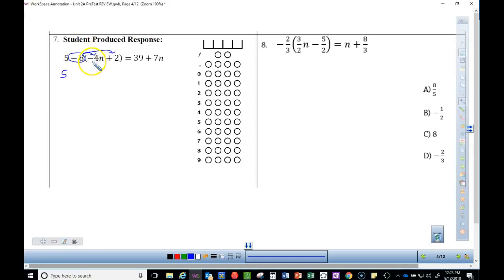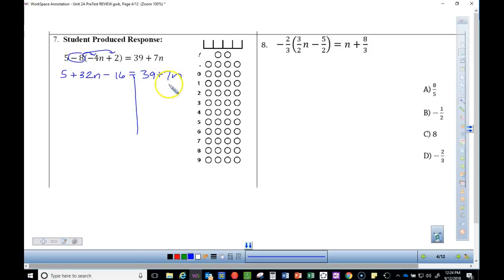Negative 8 times negative 4 will give me positive, so we'll write that down for our sign, 32n. And negative 8 times positive 2 will give us negative 16. So the signs come from, when you clear the parentheses by multiplying, the signs do not drop down. They come from whatever you get when you multiply those two types of numbers. All right, 39 plus 7n on this side.